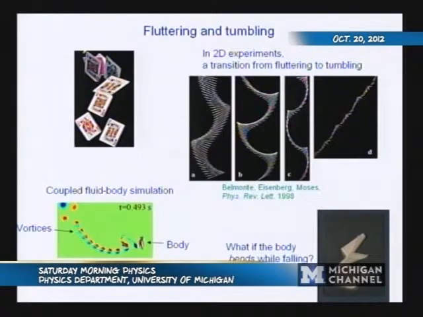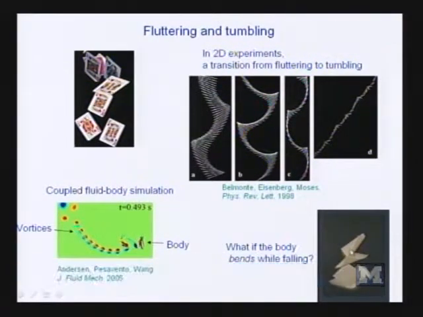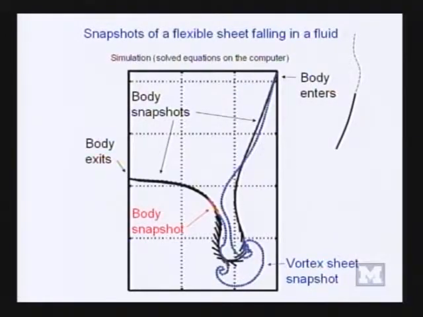So I'm really just interested in the basic physics of this fluid-body interaction. What can happen when you drop a flexible body in a fluid? All these bodies I looked at so far were rigid. They didn't do any bending. Now when you allow them to bend, more complicated things can happen. Here's an example of what can happen.